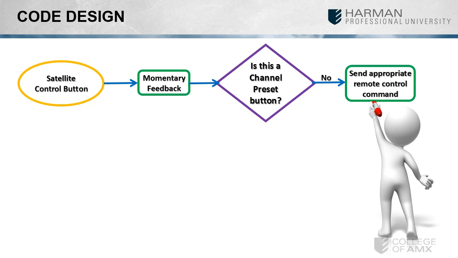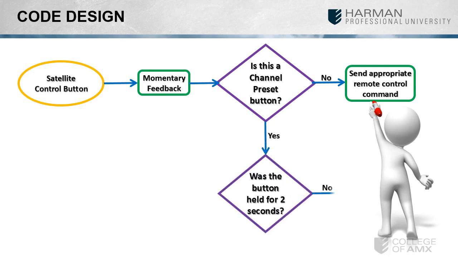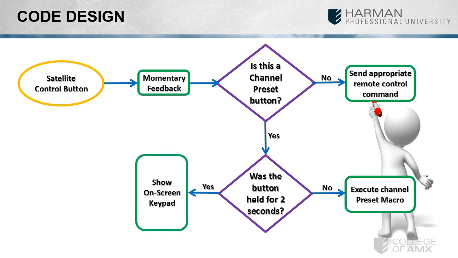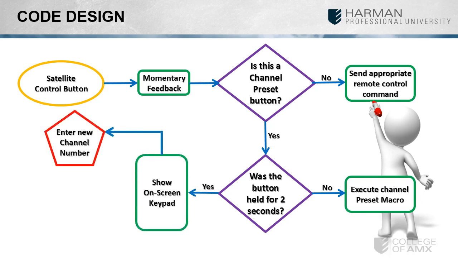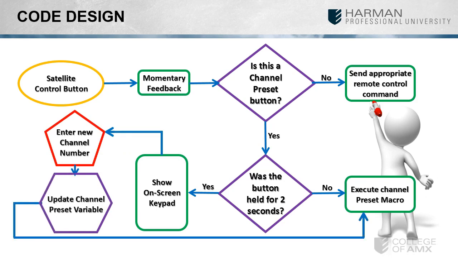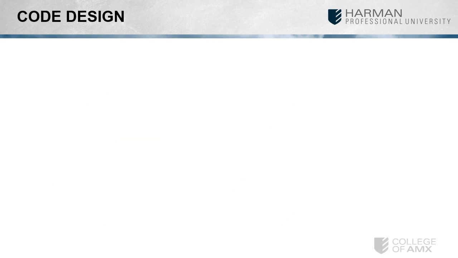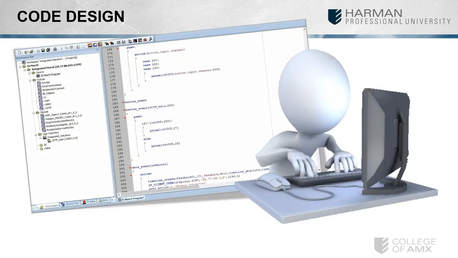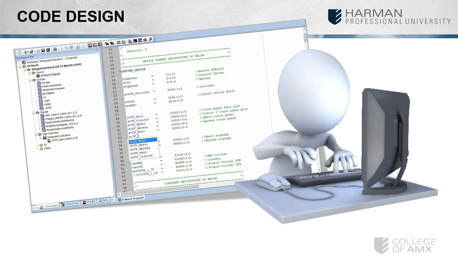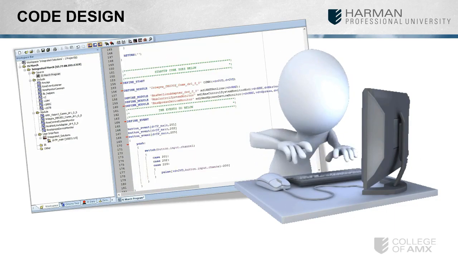If I want to change the channel number stored in a preset, I can press and hold the preset button for 2 seconds to show an on-screen keypad. After I enter a new channel number, the SAT receiver will immediately tune to that channel so I can verify it's the right one. Without the flowchart, I could waste a lot of time writing and modifying code several times before I worked out the logical process of making this all happen.